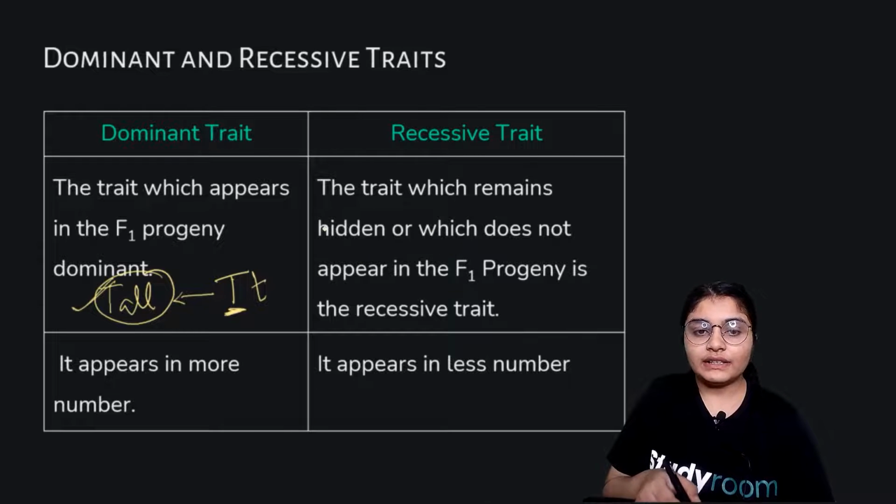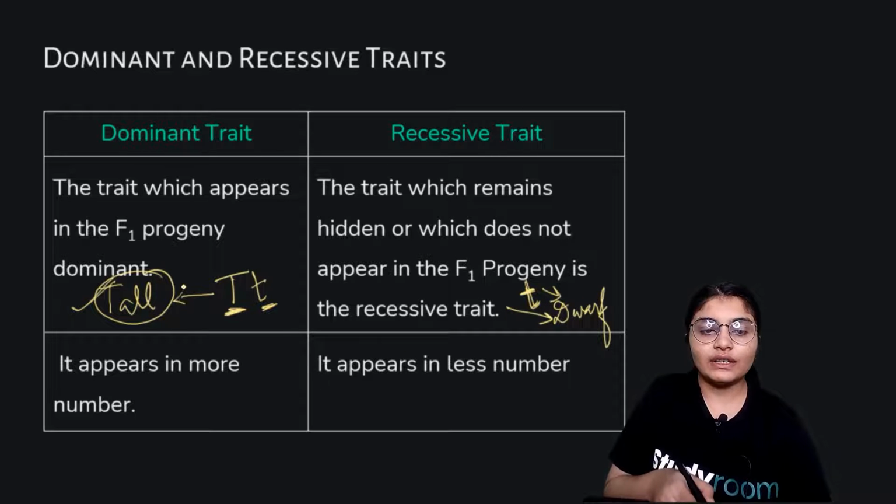On the contrary, the trait which remains hidden, or which does not appear in the F1 progeny, is the recessive trait. So what is the trait that is remaining hidden here? That is the small t. So small t is the recessive allele, and the trait that is recessive here is dwarfness, right? So dwarfness is the recessive trait and tallness is the dominant trait.